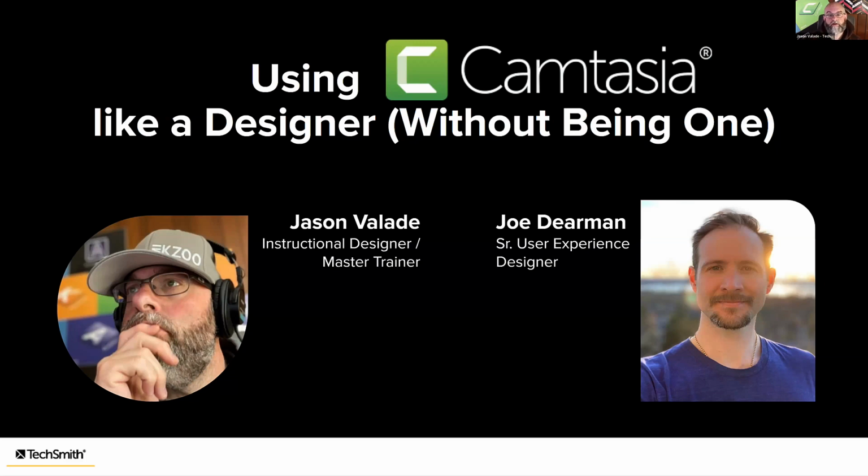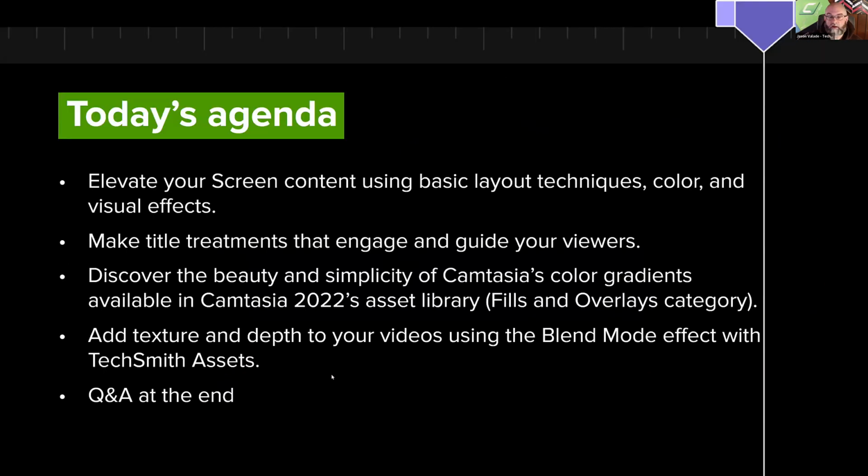So before we get Joe started, let's talk about a little bit of housekeeping before we get into the cool stuff. But first, we'll talk about the agenda. We're going to talk about elevating your screen content with basic layout techniques, color, visual effects, little title treatments, adjustments to things that you can make really easily and very quickly to really wow your audience. There is so much inside of Camtasia 2022 in terms of fills, overlays, color change capability. And we're also going to expose our blend mode effect with assets that are already available to you or readily available within the software itself.